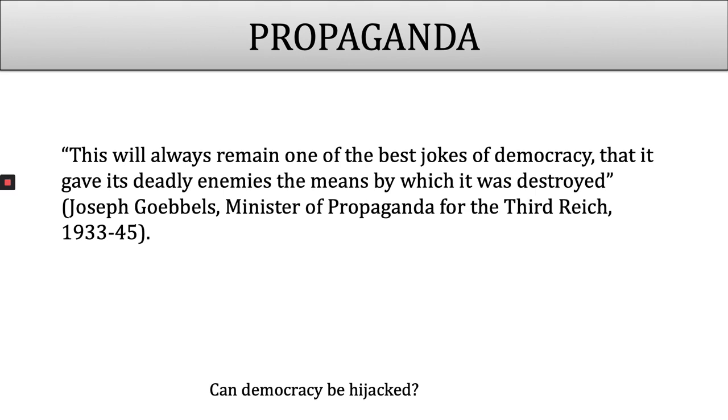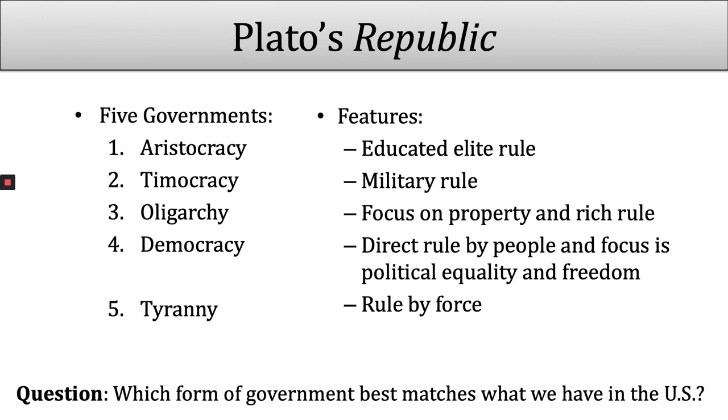Sure. And so the question is, as we think about the United States, or as you think about your country, where you're from, can democracy be hijacked? And so then we think about these kinds of governments. Do we truly have a democracy here, or do we have more of an oligarchy? And that's something that we can think about.